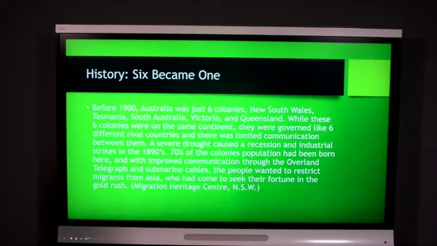70% of the colony's population had been born here, and with improved communication through the overland telegraph and submarine cables, the people wanted to restrict migrants from Asia who had come to seek their fortune in the gold rush. This information was obtained from the Migration Heritage Centre in New South Wales. Colonisation saw the introduction of white people to Australia, and they did not integrate with the Indigenous population.